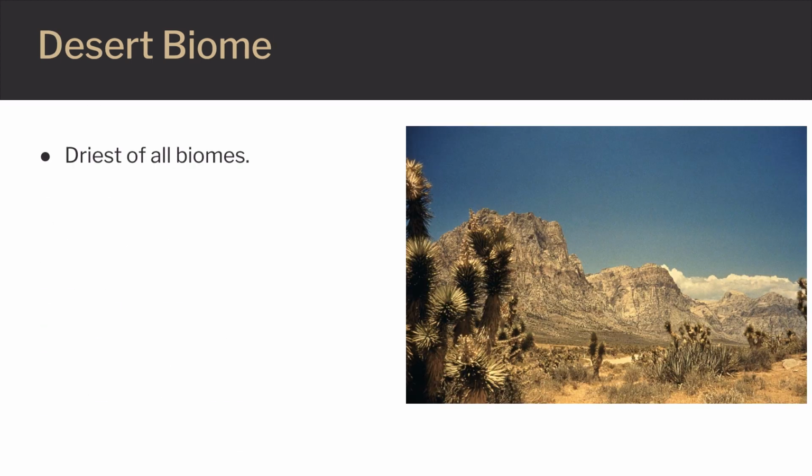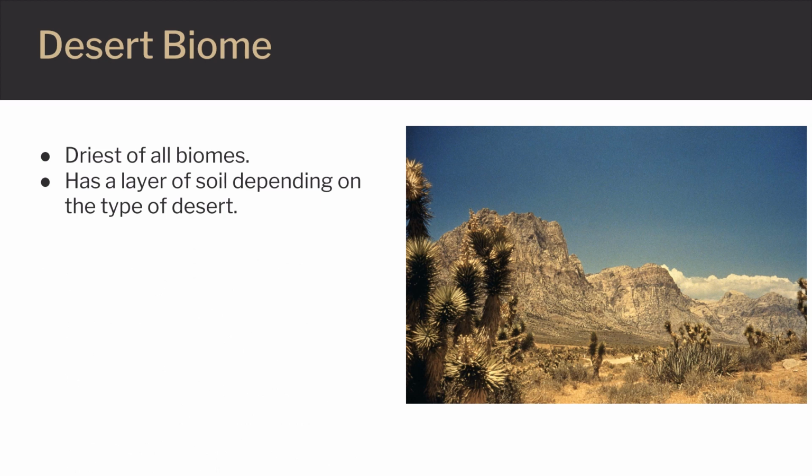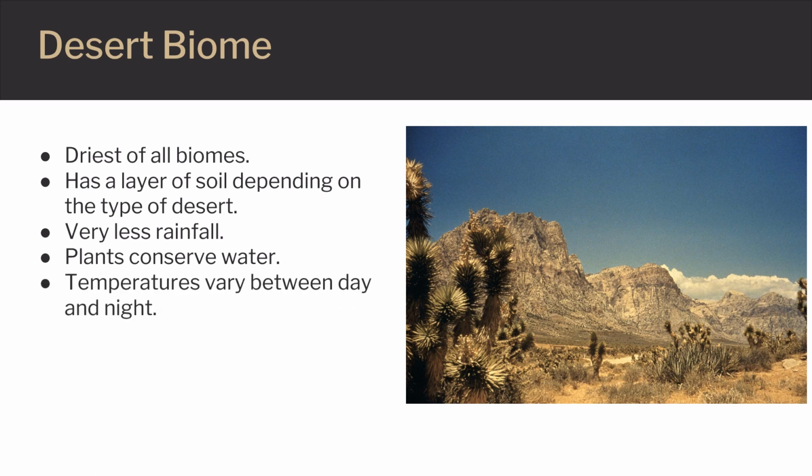The desert biome. This biome has a layer of soil that can either be sandy, gravelly, or stony, depending on the type of desert. Deserts usually get at most 50 centimeters or 20 inches of rainfall per year. The organisms that live in deserts are adapted to this extremely dry climate. For example, a camel. Plants in deserts have adaptations to conserve water, like a camel does.